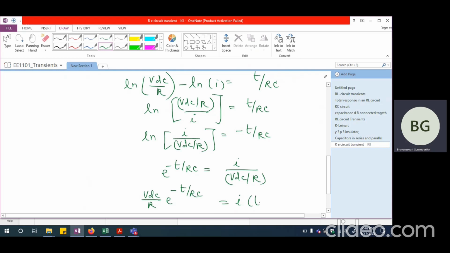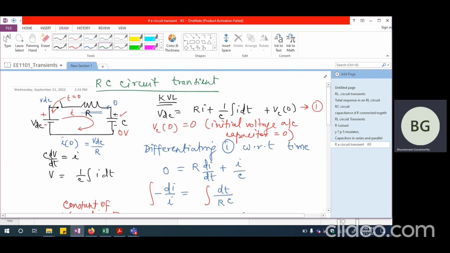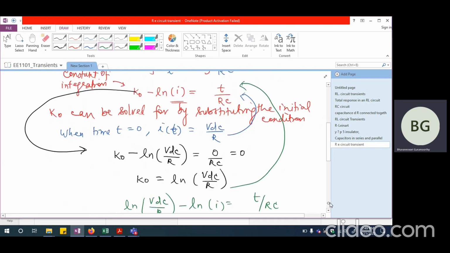So I can say VDC divided by R multiplied by e power minus T by RC equal to I of T. This is the current expression, which is quite obvious because if you look at the circuit condition, this current is flowing this way and it starts with a very high value, which is VDC by R. As the capacitance accumulates charge, this potential is going to increase from zero, higher and higher. So obviously I has to come down. The current will come down automatically as more time elapses.